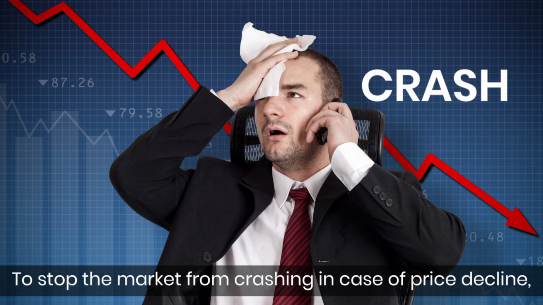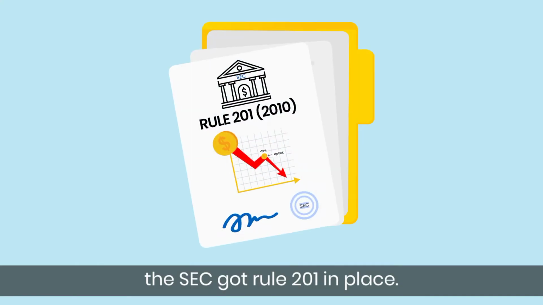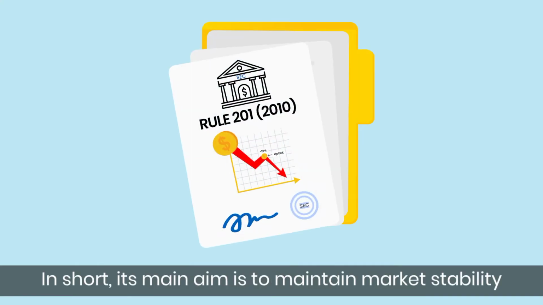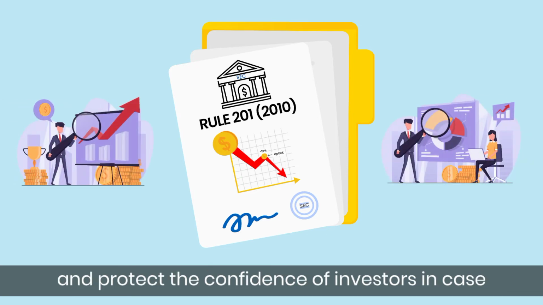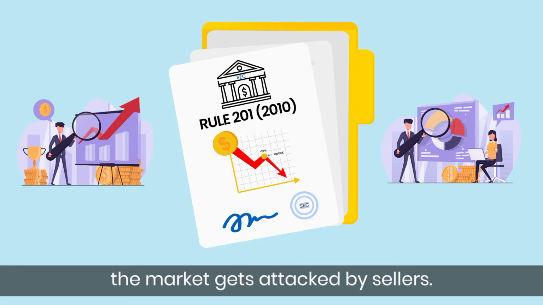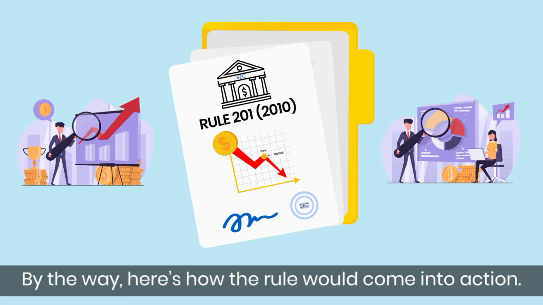To stop the market from crashing in case of price decline, the SEC got Rule 201 in place. In short, its main aim is to maintain market stability and protect the confidence of investors in case the market gets attacked by sellers. By the way, here is how the rule would come into action.